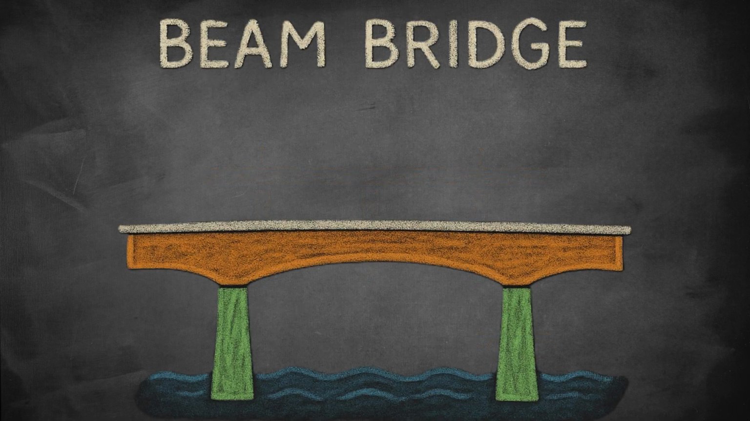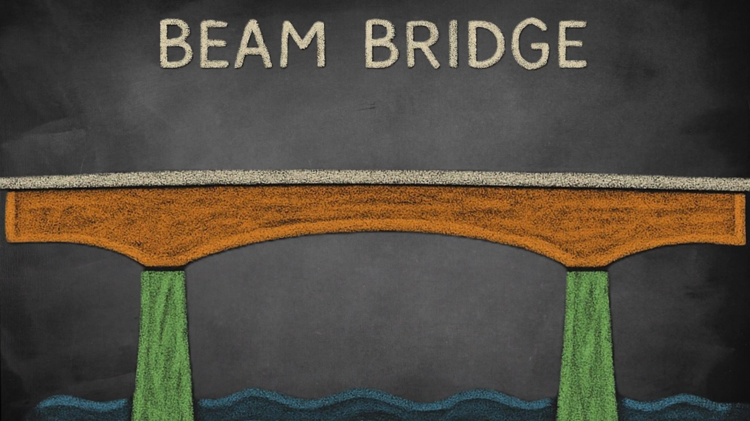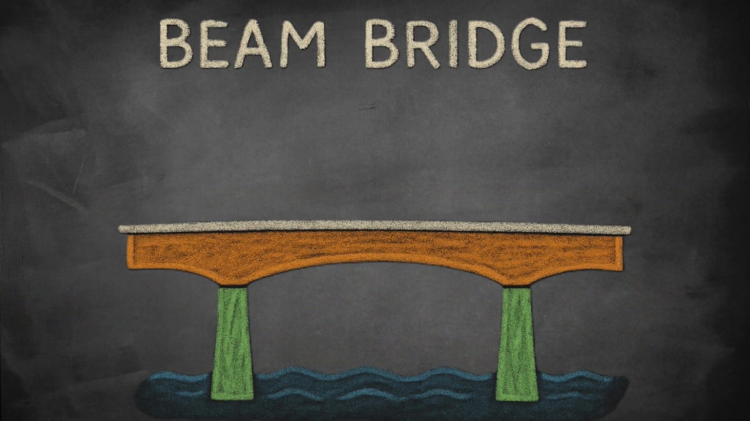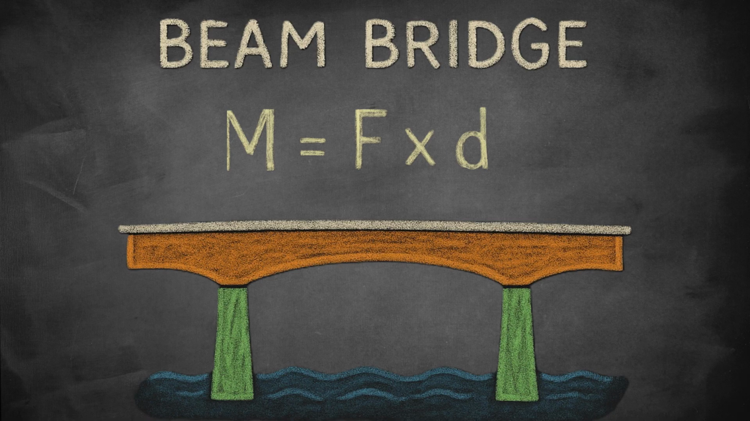The simplest type is the beam bridge, a horizontal beam resting on supports. The longer the span, the greater the bending moment at its center. Engineers use equations like M equals F times d to calculate the bending stress, ensuring the material can resist it.